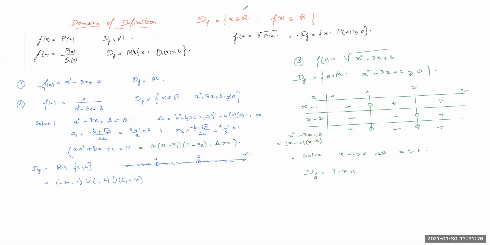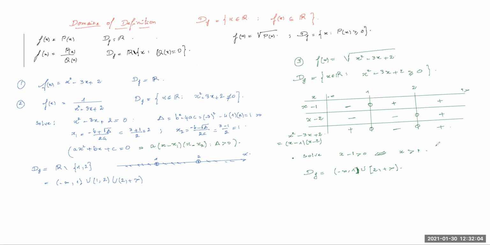So there is this notation, and there is another notation. Some books use the open interval, minus infinity, 1, union, and 1 I can include because I need it to be positive or equal to 0, then 2 and plus infinity. This is my domain.